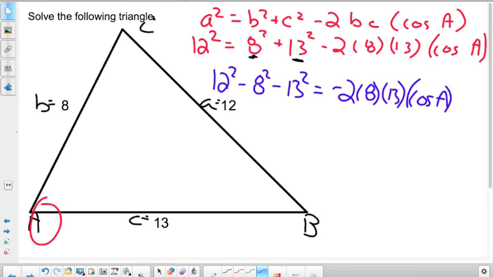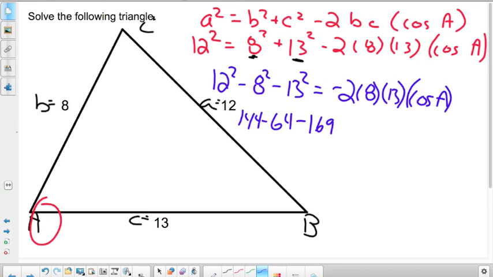Especially if these numbers get bigger, right? Like for example, the last question, when we had 326 squared, we got some 6-digit number. If we save that towards the end, we'll save on copying mistakes. Now that I got everything isolated, I can actually do the arithmetic here. So I got 144 minus 64 minus 169.